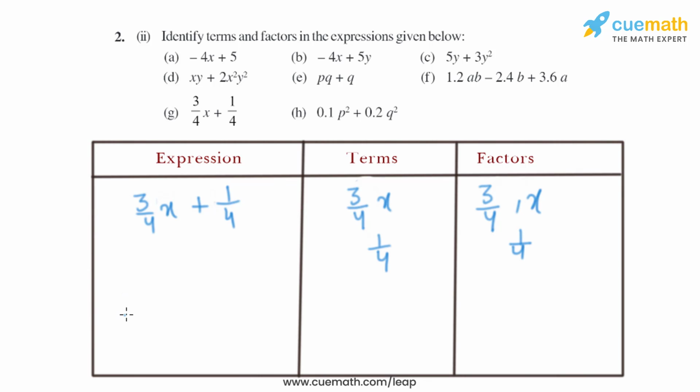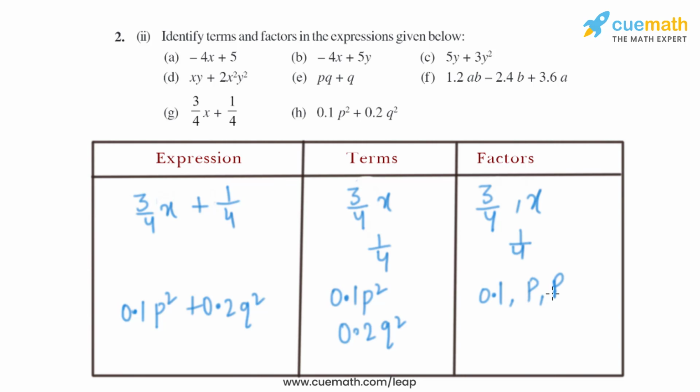Now let's move on to the last part. The expression that is given is 0.1 p square plus 0.2 q square. The terms are 0.1 p square and 0.2 q square. The factors of 0.1 p square will be 0.1, p and p, as they can divide 0.1 p square completely. Similarly, the factors of 0.2 q square will be 0.2, q and q. As it is q square, there will be 2 q's.